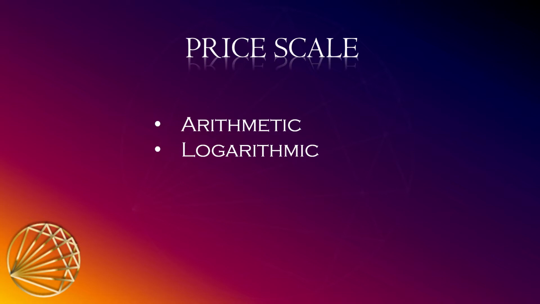Let's first focus on linear or arithmetic scaling of the price. With a linear scale, all values in the graph are evenly spaced across the y-axis. An arithmetic scale or linear scale evenly spaces price along the right side of the chart. So on an arithmetic chart, the space between $10 and $20 is half as tall as the spacing between $20 and $40.